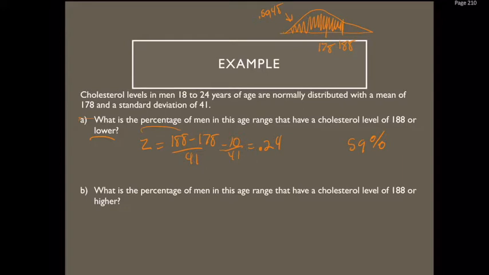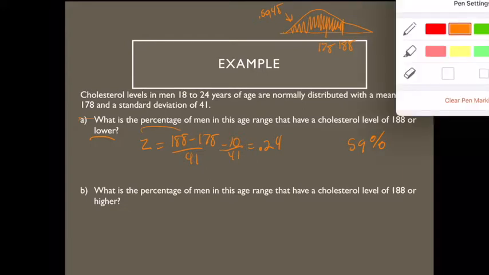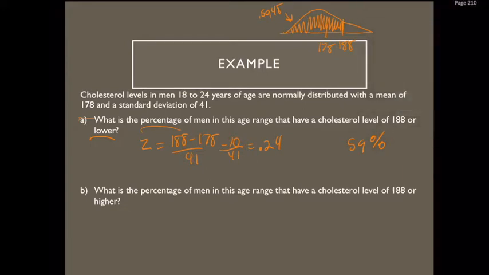Now, my second question is, what is the percentage of men in this age range that have a cholesterol level of 188 or higher? So it's asking me over here. What is the percentage over here? How can I figure that out? Well, the area under a normal curve is 1. So I can take 1 minus 0.5948. That gives me about 0.61, right?